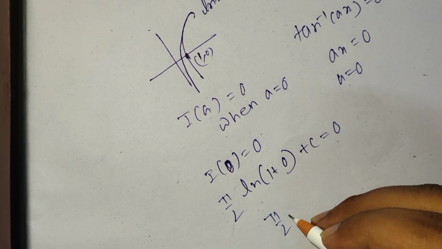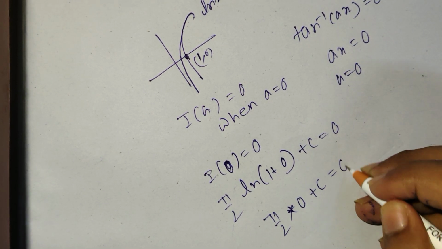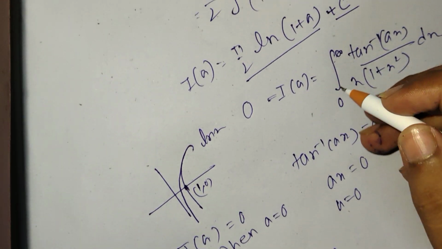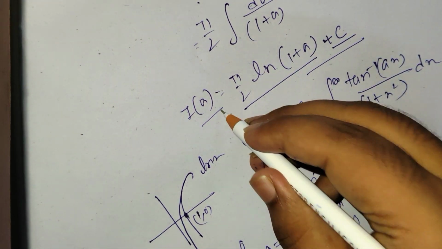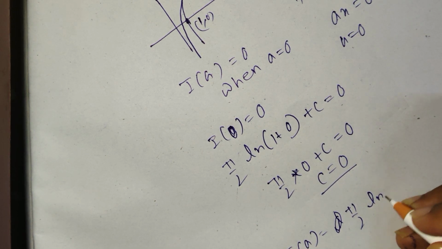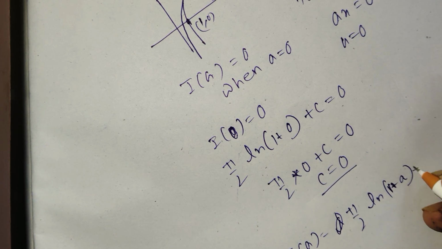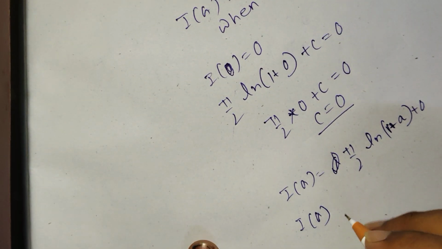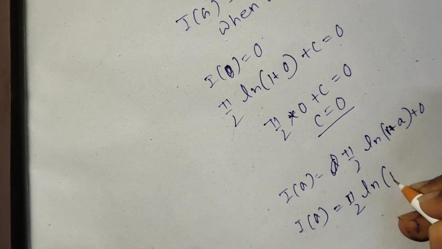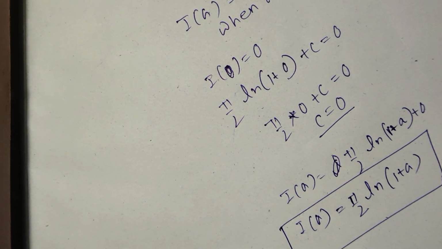So this is pi by 2 into 0 plus c is equals to 0. So the value of c is 0. So we can replace c as 0 in that equation so that we can find out the value of Ia. So Ia is equals to pi by 2 ln 1 plus a plus 0. So the value of Ia is equals to pi by 2 ln 1 plus a, and this is the final answer of that question.